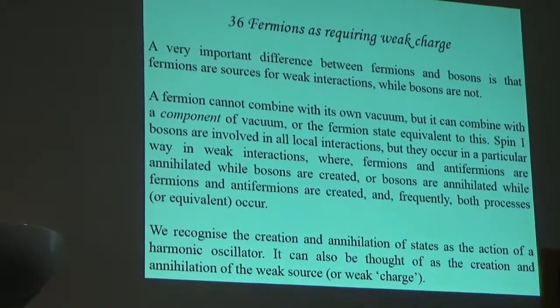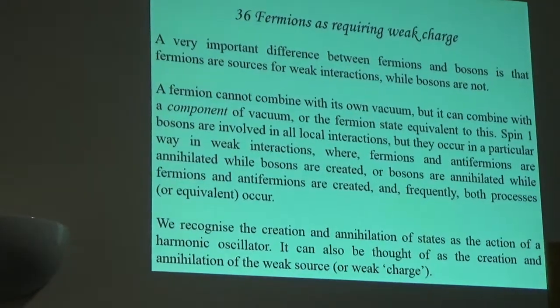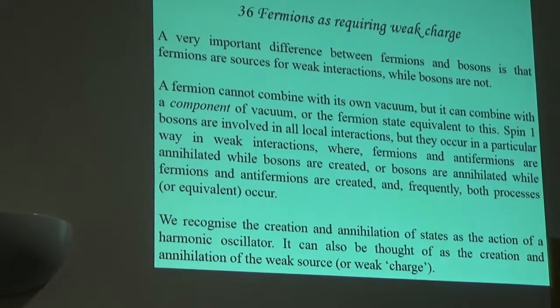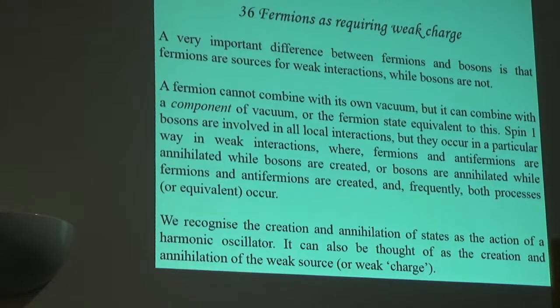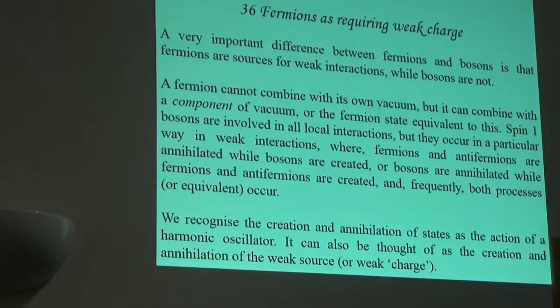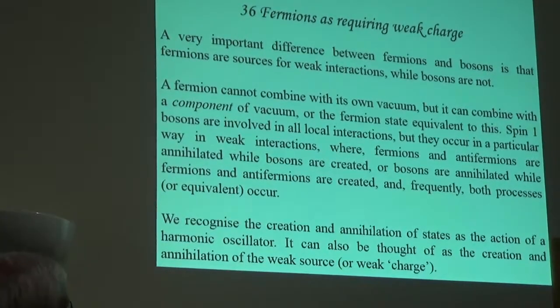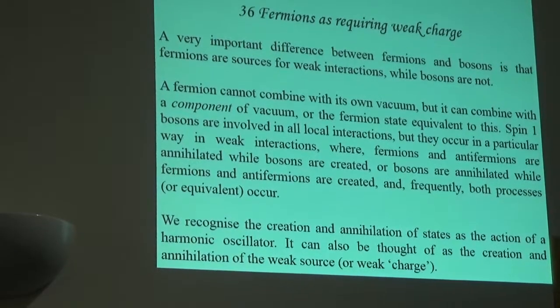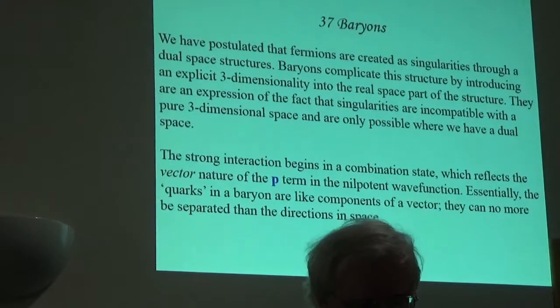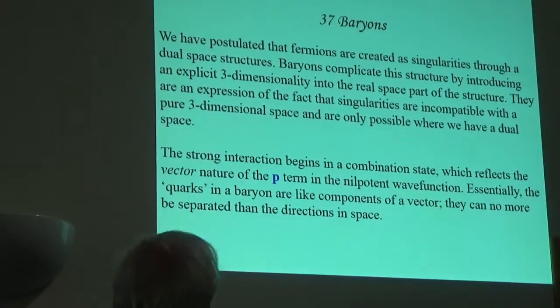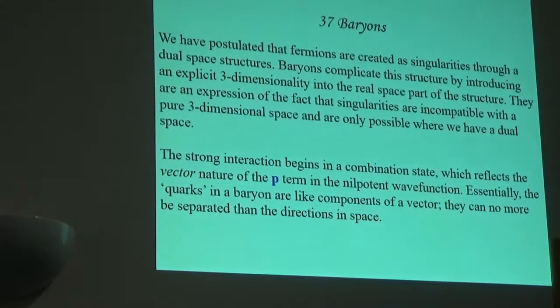The obvious difference between fermions and bosons is that fermions have weak charges, weak components, and bosons don't. And we recognize the creation and annihilation of states from the creation of a harmonic oscillator. It's also the creation and annihilation of weak charge, if you like. Let's have a look at baryons. Baryons are complicated because they've got three-dimensionality.